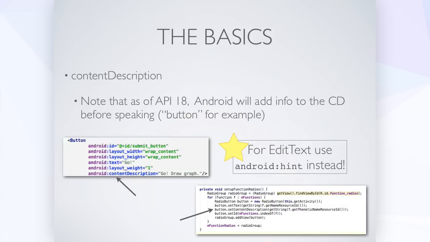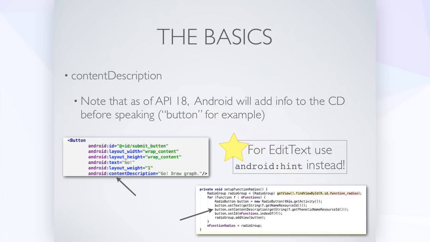And as of, I believe it's API 18, but I want to double check that, the content description even automatically appends the type of element that it is. So a button will actually get the word button for free from the framework itself. You can add a content description in your XML, or in code. You can see up on the screen, you can do it either way, android:contentDescription, or setContentDescription in your code. And this will allow you to set it for your element.